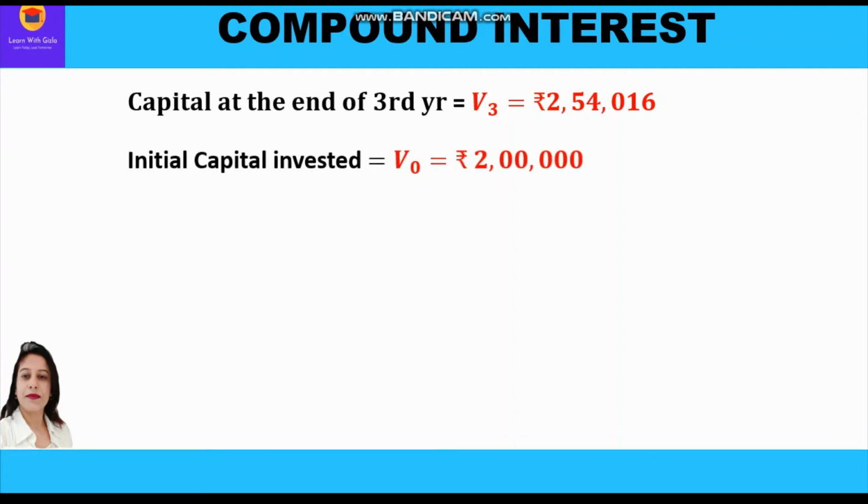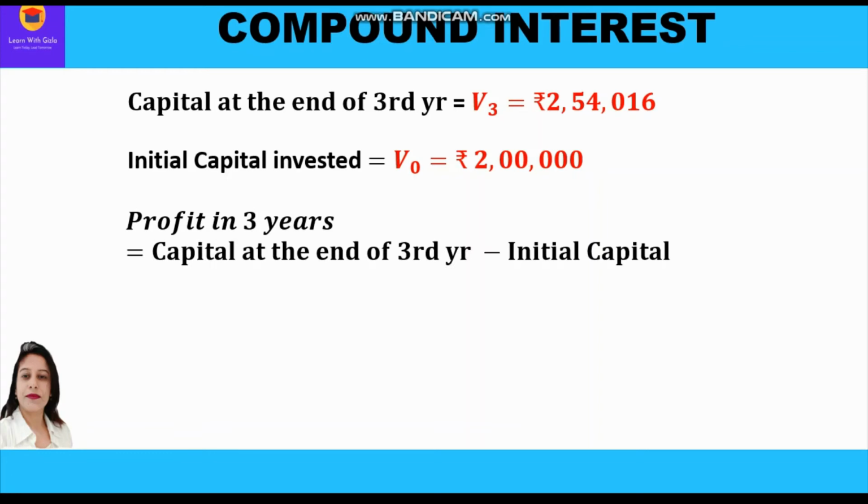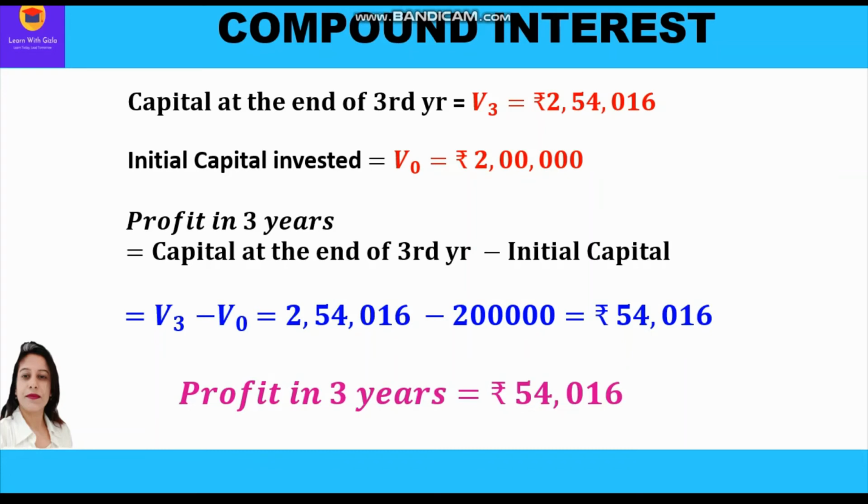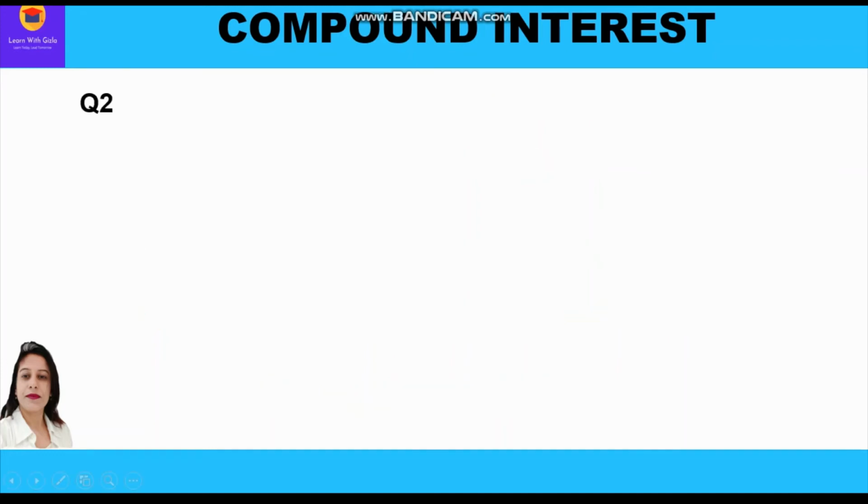Now we can say the profit she earned in 3 years is the difference between the capital at the end of third year and the initial capital which she had invested. That is V3 minus V0, which is equal to 2,54,016 minus 2 lakh, which is equal to rupees 54,016. So the profit in 3 years which Pooja has earned on the investment of rupees 2 lakh is rupees 54,016.